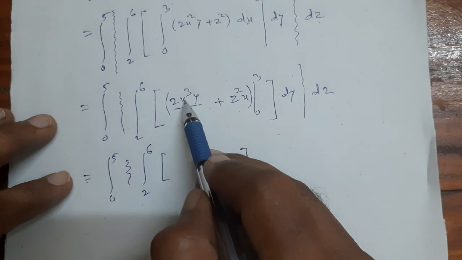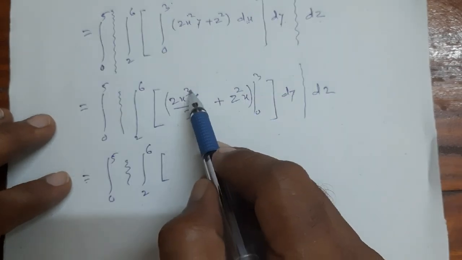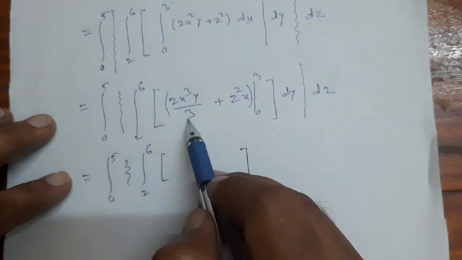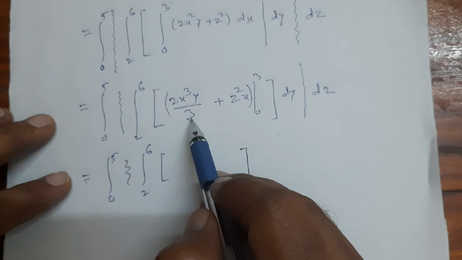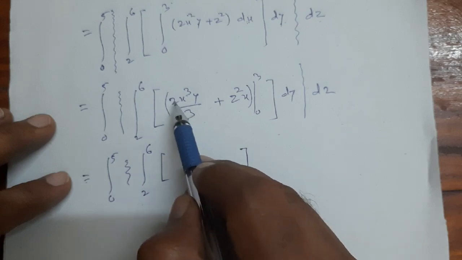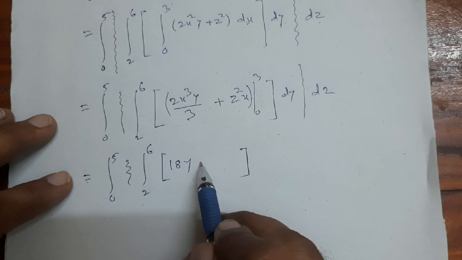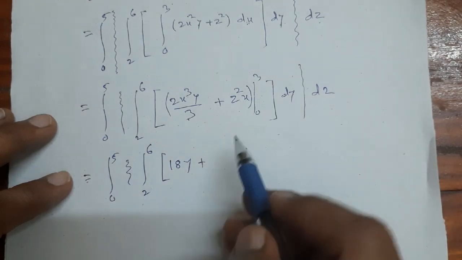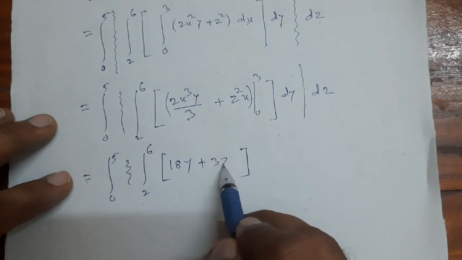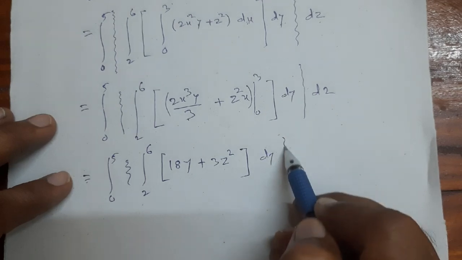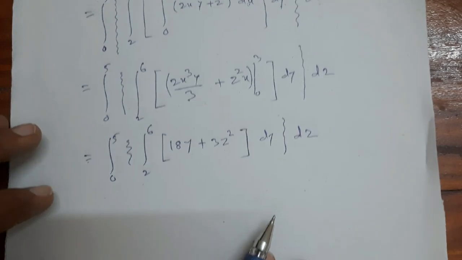If x is equal to 3, then 3 into 3 into 3, 27 into 2 divided by 3. But 27 divided by 3 will be 9. Therefore, 9 into 2 is 18. It will be 18y plus, if I substitute x is equal to 3, then it is 3z square. Now, I will have to write dy and dz.